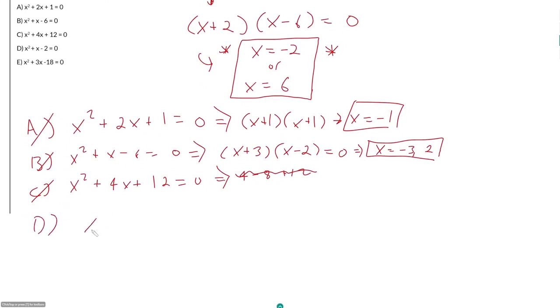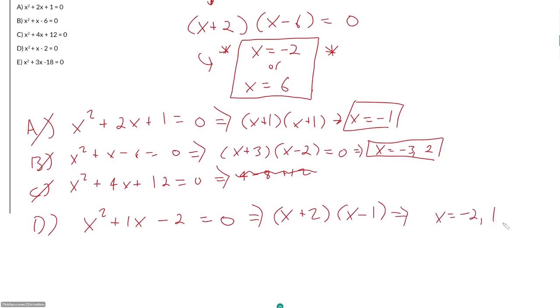D says x squared plus x minus 2 is equal to 0. So we factor this. We need two numbers that multiply to negative 2, but sum to positive 1. And so x plus 2 times x minus 1 should work. That gives us roots of x can be negative 2 or positive 1, which works because negative 2 is one of the roots we're looking for. And so D should be the answer.